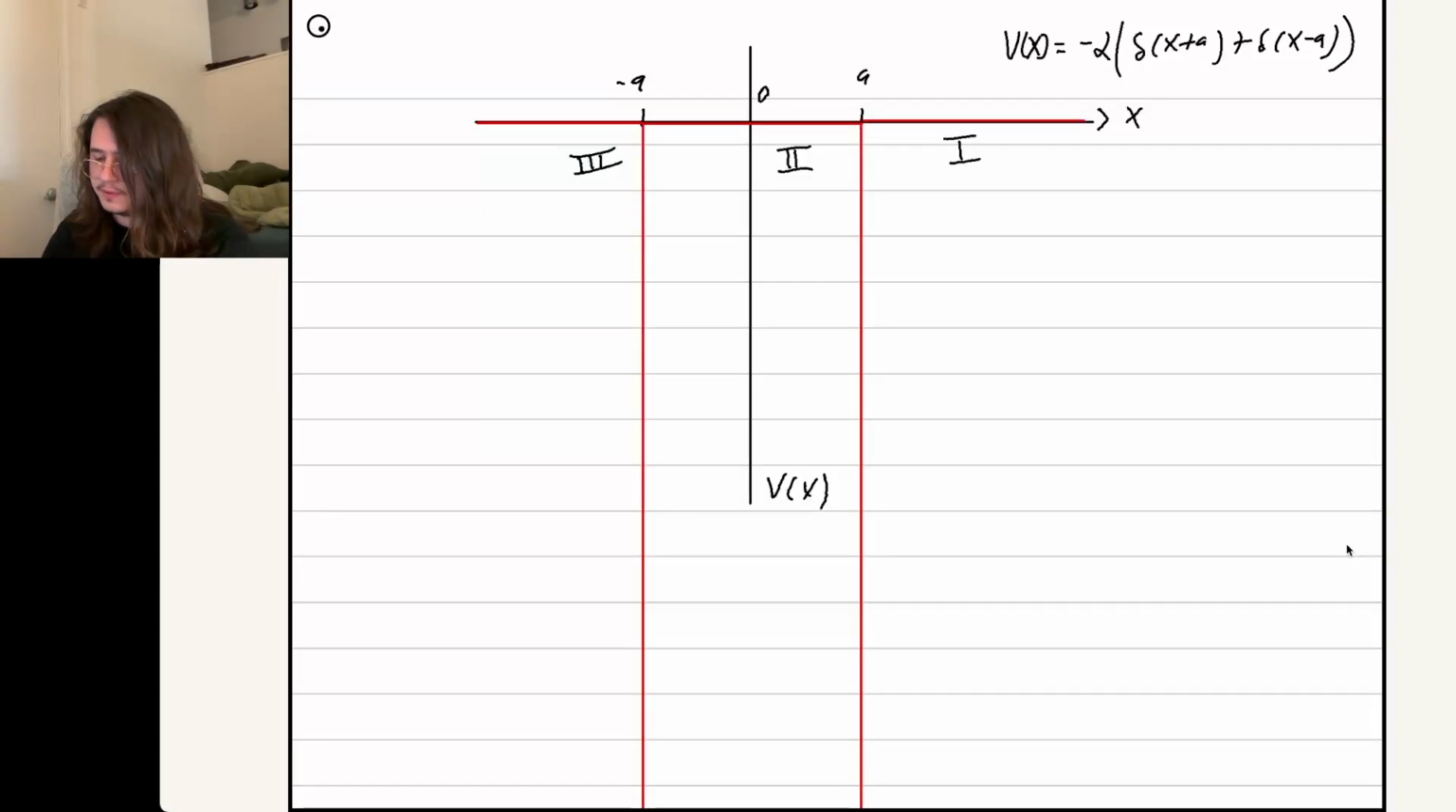All right, silly people, here's the situation. We have a potential, which is minus alpha times a couple of Dirac delta functions, and we have to find the bound state solutions for the wave functions in this potential.